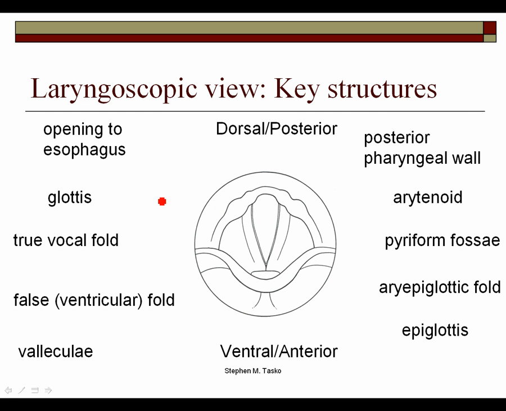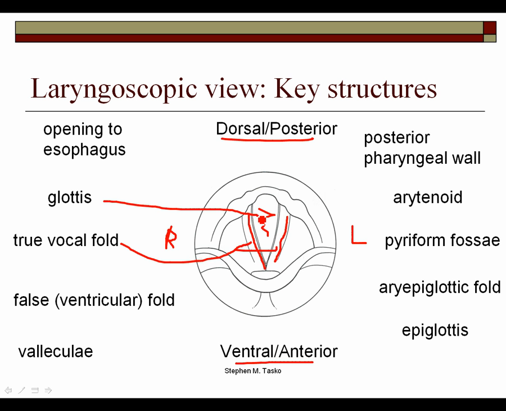We have a number of key structures that you're going to become familiar with as you review and look at laryngoscopic views, which we'll be doing throughout the semester. Let's first start with the true vocal folds. They are here and here. This is a view such that this is left, this is right, and you can see this is posterior and this is anterior. So the true vocal folds are here and here. This region in here, as I mentioned before, is the glottis.